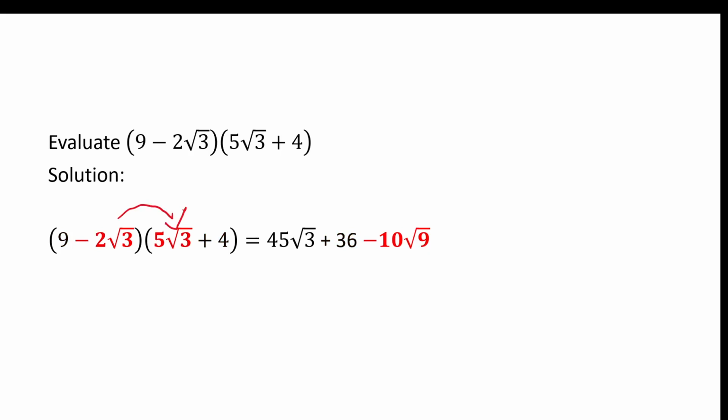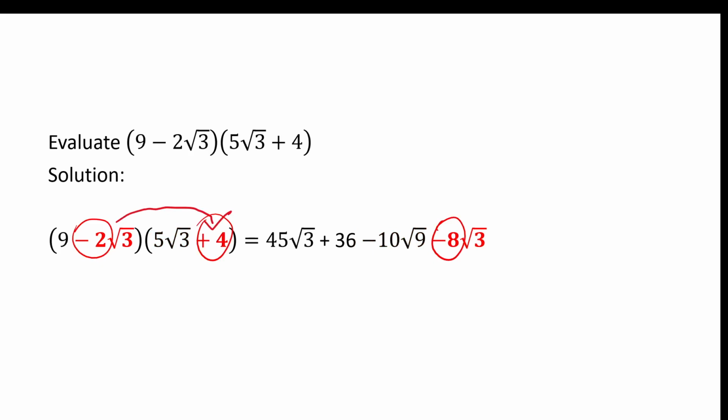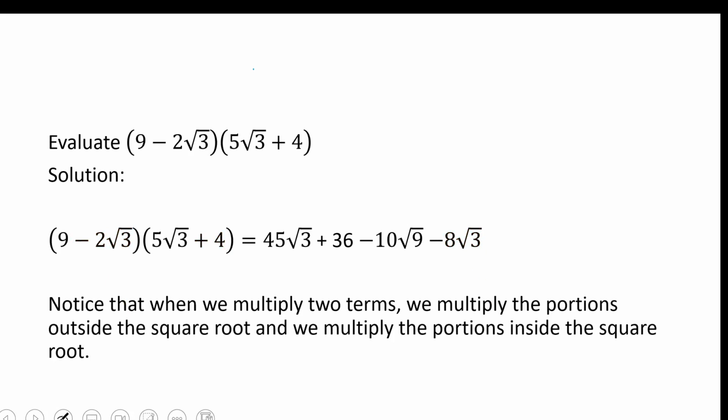Now, this next one's kind of interesting. We do negative 2 root 3 times 5 root 3. And what we're going to do, we're going to multiply the negative 2 times the 5 to give us the negative 10. And then we're going to multiply the insides, the square root of 3 times the square root of 3. That's going to give us the square root of 9. And then we're going to multiply negative 2 root 3 times 4. So again, negative 2 times positive 4 is negative 8. And then we still have that root 3 as well.